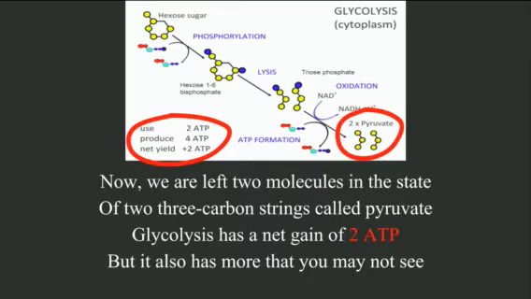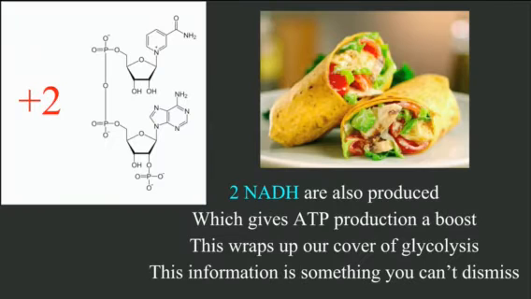Glycolysis has a net gain of 2 ATP, but it also has more that you may not see. 2 NADH are also produced, which gives ATP production a big boost. This wraps the cover of glycolysis. This information is something you can't dismiss.